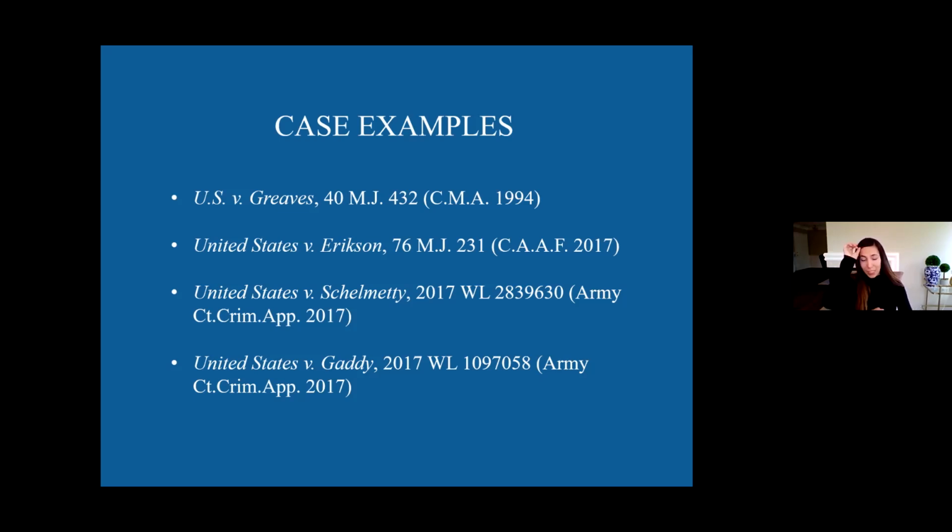So starting with United States v. Shelmity, the court found the proffered evidence here was temporally and physically separate from the charged offense, and therefore considered other sexual behavior protected by 412. In that case, the sexual assault occurred in an upstairs bedroom, followed by what the accused described as a sexual encounter with the victim downstairs on a couch later that night.